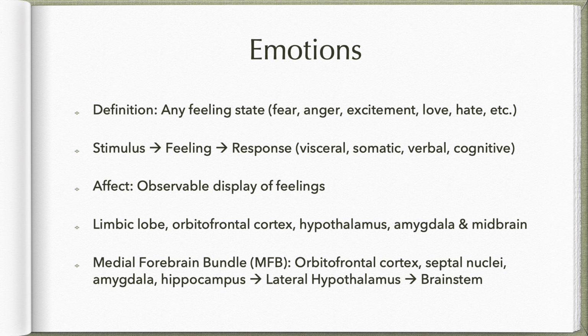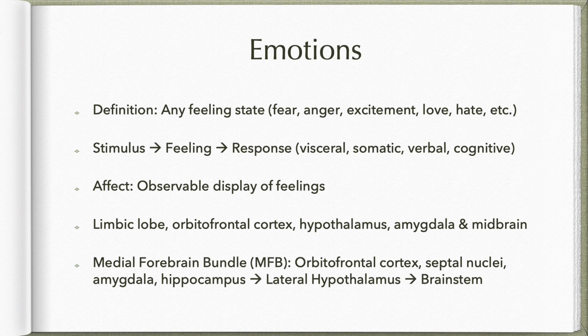So what are the structures involved in emotions? All the connections between different parts of the limbic lobe, connections between the limbic lobe and the orbitofrontal cortex, the hypothalamus, amygdala, as well as the midbrain. Those are the structures which are involved in feeling as well as expressing emotions. The main fiber bundle involved in this function is the medial forebrain bundle.